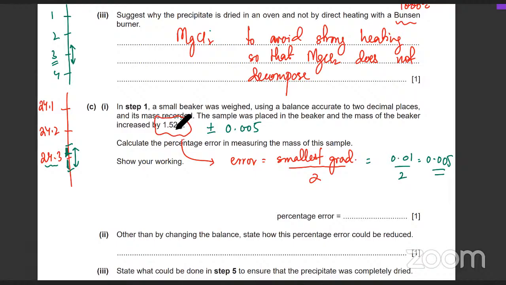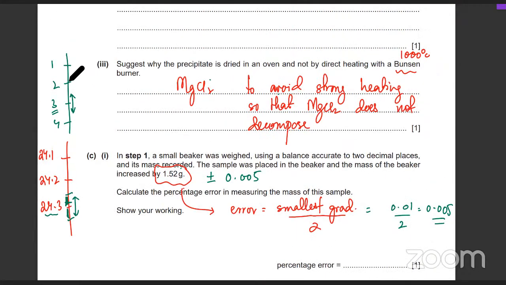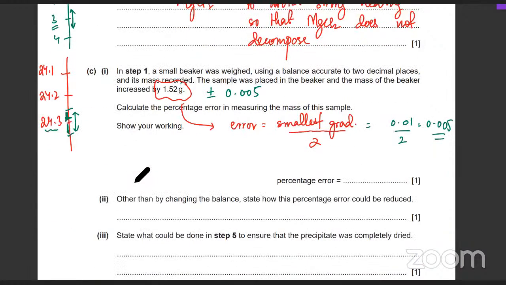Okay, okay. ठीक है. For example, over here, if it's 24.2, the smallest graduation is 0.1, right? Yes, sir. ठीक है. Over here, the smallest graduation is 1, so the error will be plus minus 0.5. ठीक है. So, but now there's another thing. You figured out what the error is. So we know what the error is. That's 0.005. But there's another problem.